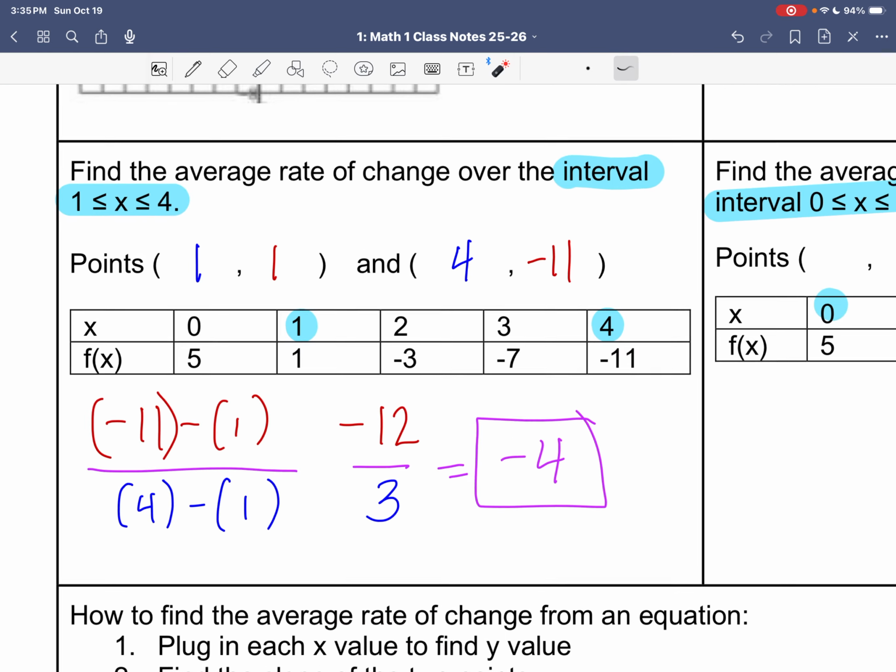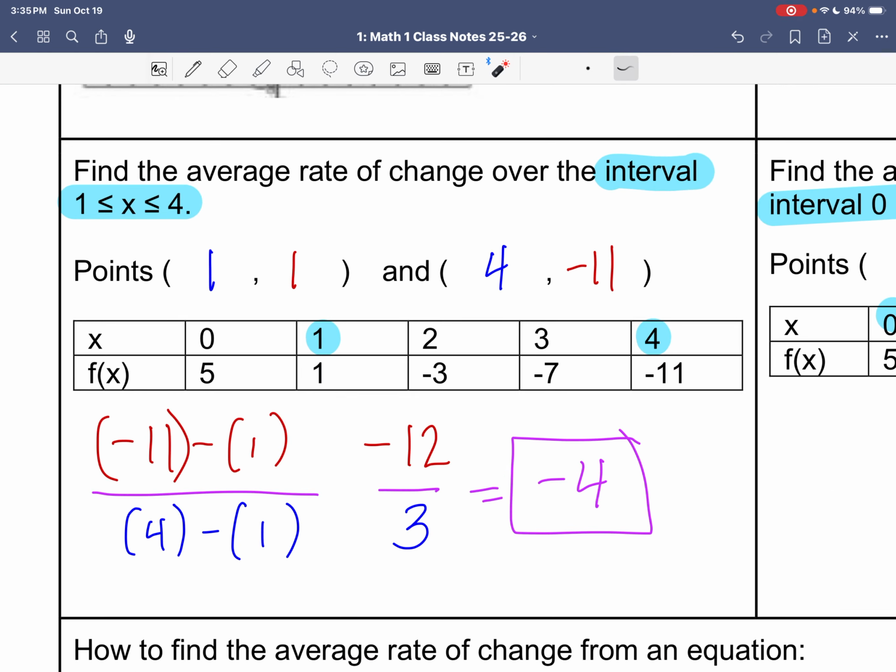You can do it with a table also. You're going to do the interval of 1 to 4. So you're looking at your x's. So we're only looking at our x's, and I see 1 here and I see 4 here. So we're going to use this point and we're going to use this point. And we're going to find slope by doing your change of y over change of x. And that's going to give you negative 4.